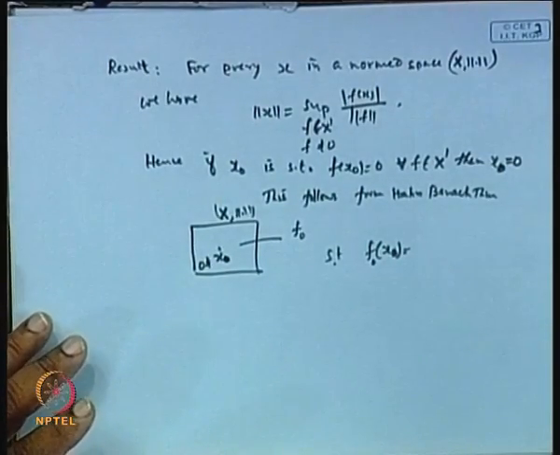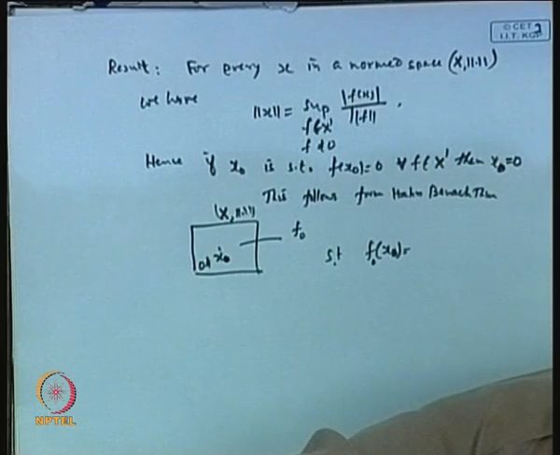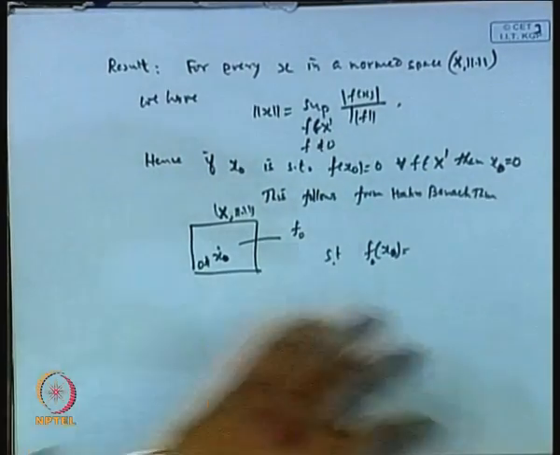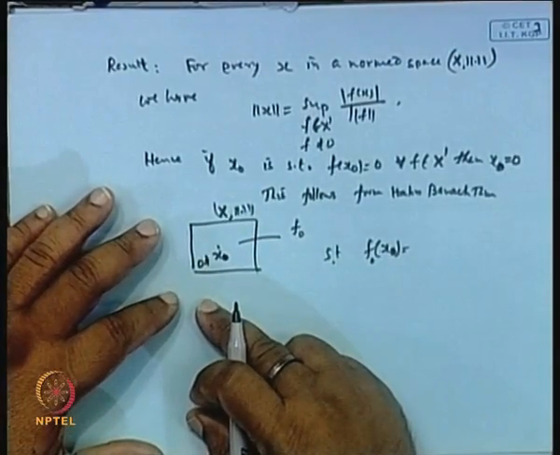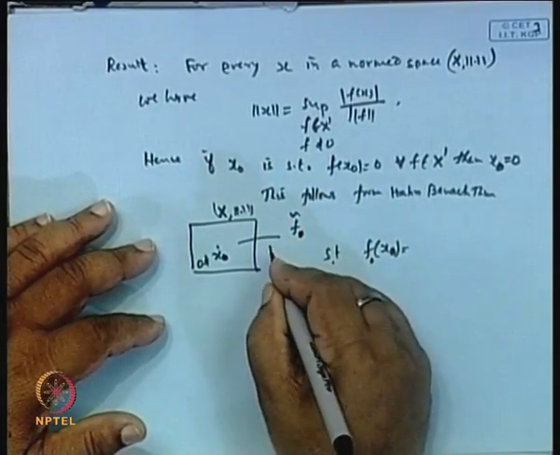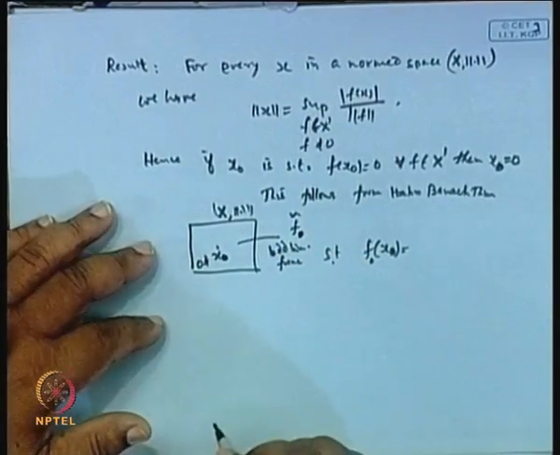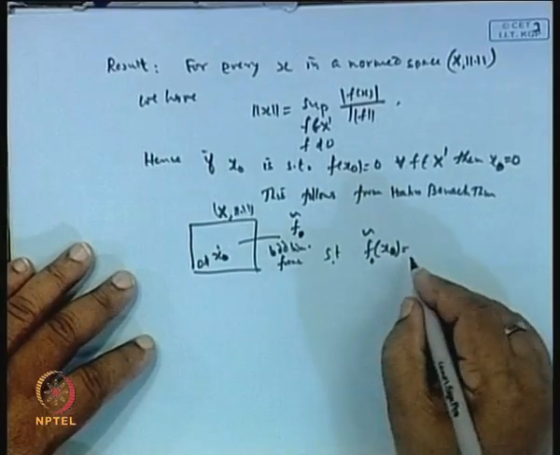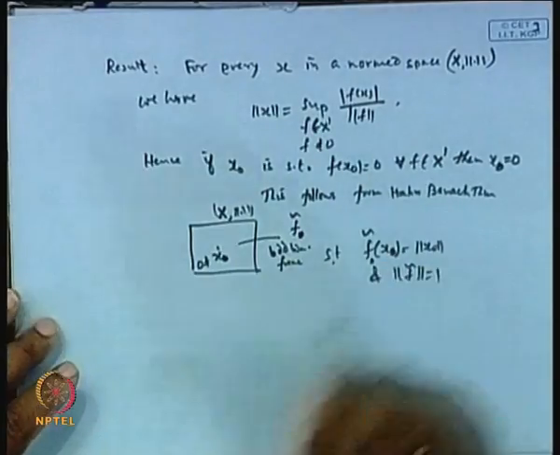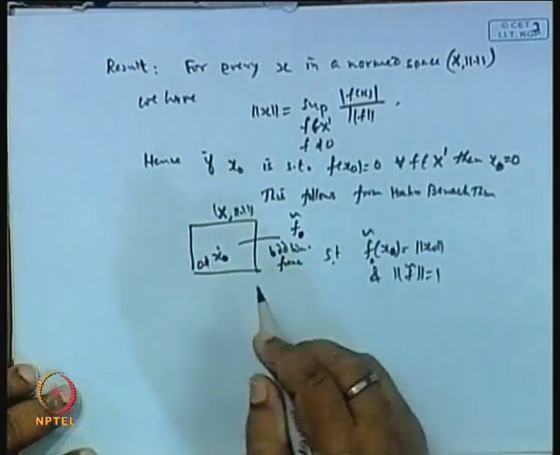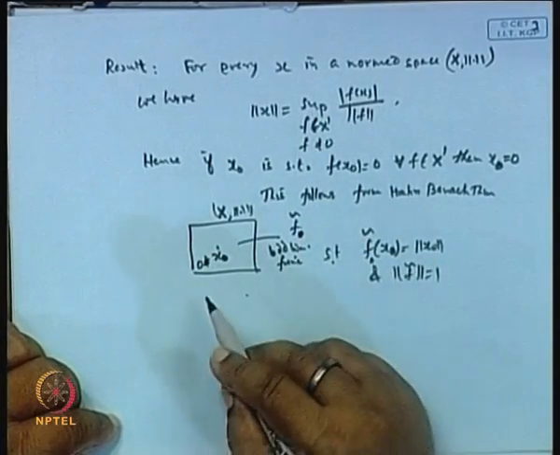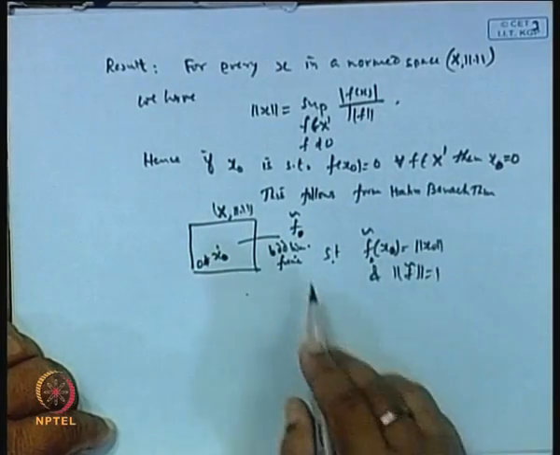This was the Hahn-Banach theorem. Let X be a normed space and x naught be a non-zero element of it, then there exists a bounded linear functional f delta on X such that f delta of x naught is the norm of x naught and the norm of f delta is 1. This is what we call the Hahn-Banach theorem in the case of the normed space.